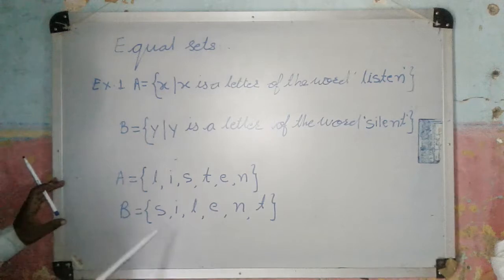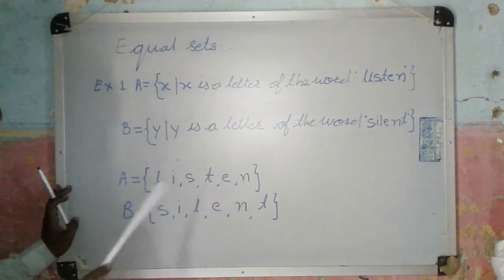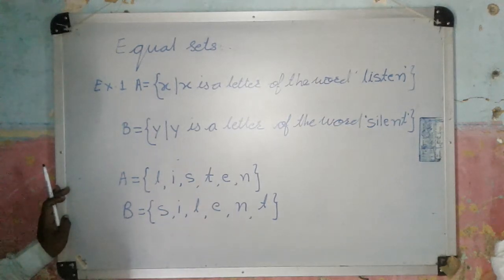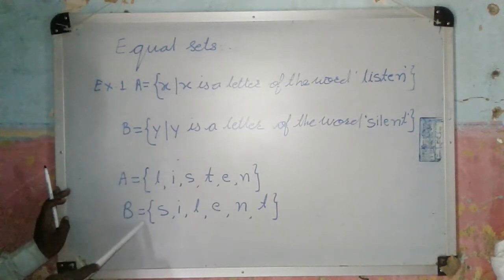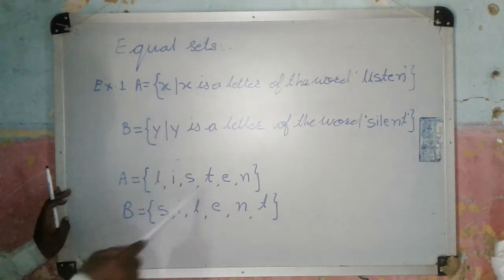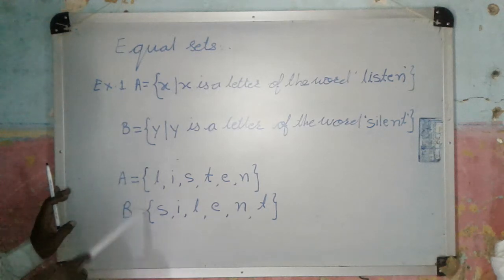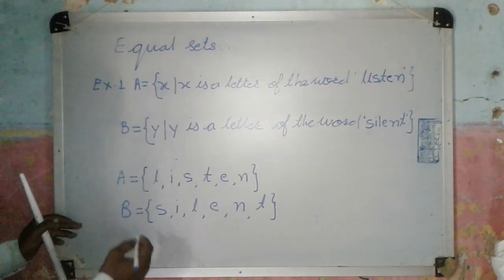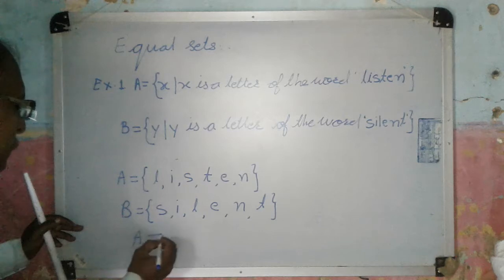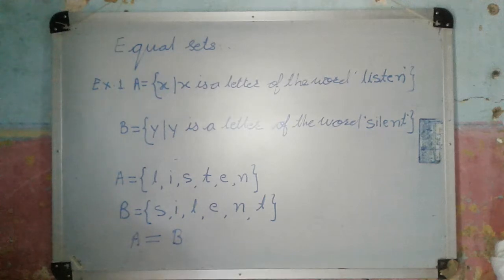Now see here, in both the sets A and B, elements are the same. All elements of set A are in set B also. Only the order is changed, but the elements are the same. And such types of sets are called equal sets. Symbolically, they are written as A is equal to B. This is the example of equal sets.